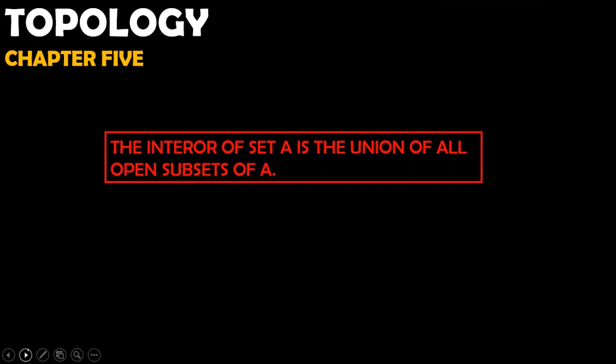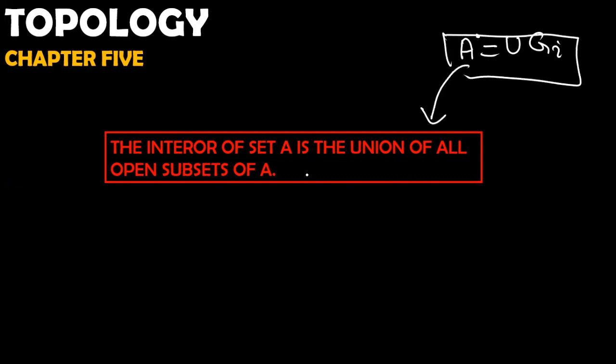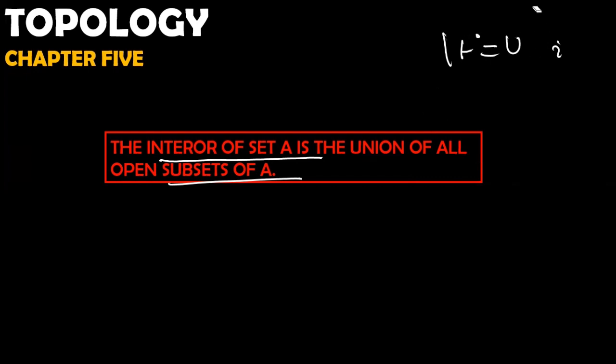The first theorem or proposition is: the interior of a set A is the union of all the open sets of A. That means A interior is equal to the union of all open sets. I represent the union of all the open sets by Gi. So we want to show that A interior is equal to the union of open sets. How can we solve this? We will solve it by this.